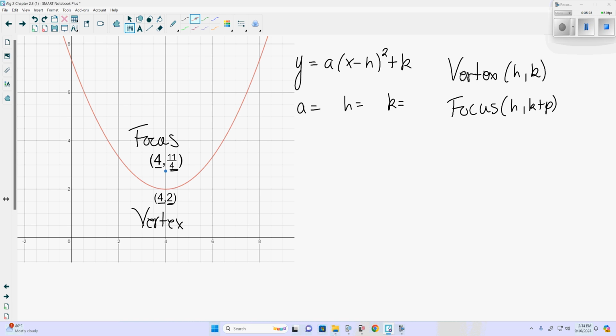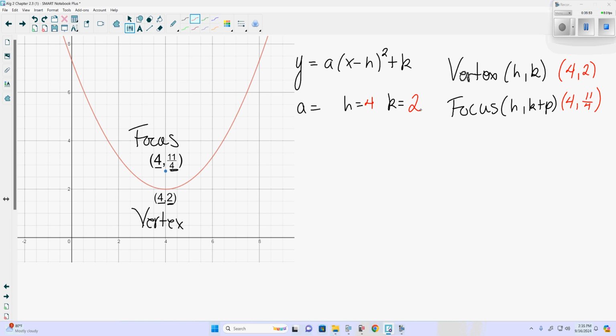And again, we're needing the values of a, h, and k. Well, they told us the vertex is (4, 2). The focus is (4, 11/4), of course. So just looking at the vertex, it tells us the value of h is 4, and the value of k is 2.